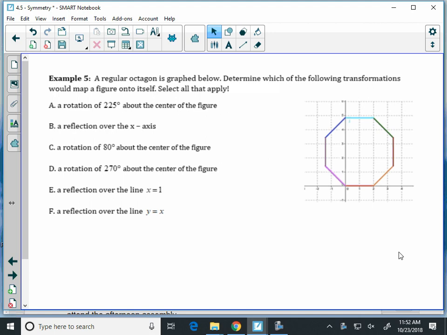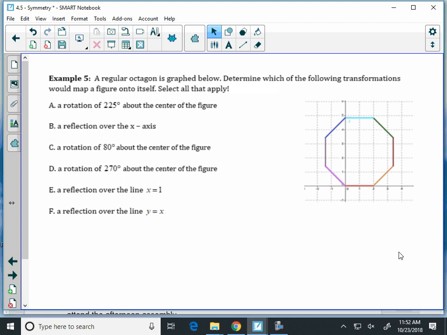Whenever you're asked to determine what transformations will map a figure onto itself, what are we looking at? What did we talk about yesterday? What two things are we looking for when you're asked this type of problem? The order. What type of symmetry goes with the order? We talked about two types of symmetry yesterday. What two types? Look at your notes. They're right there.